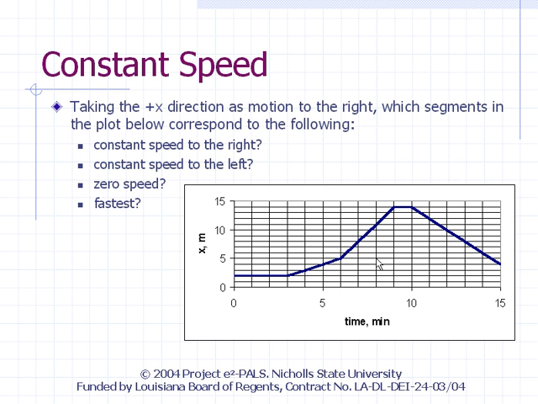You should easily see from the graph that during this interval, for every minute that time advances, the object moves 2 meters to the left. For example, from 10 to 11 minutes, the object moved from the 14 meter location to the 12 meter location.